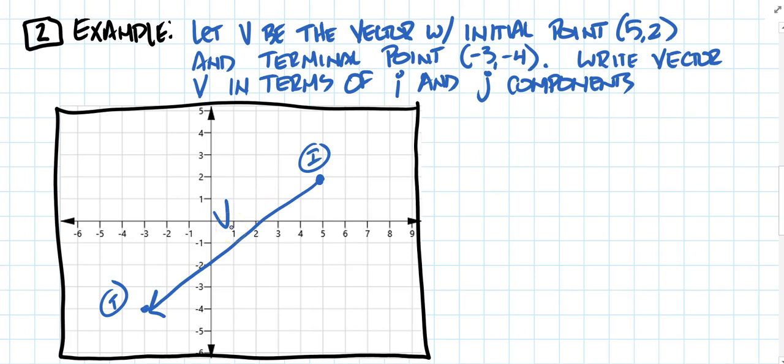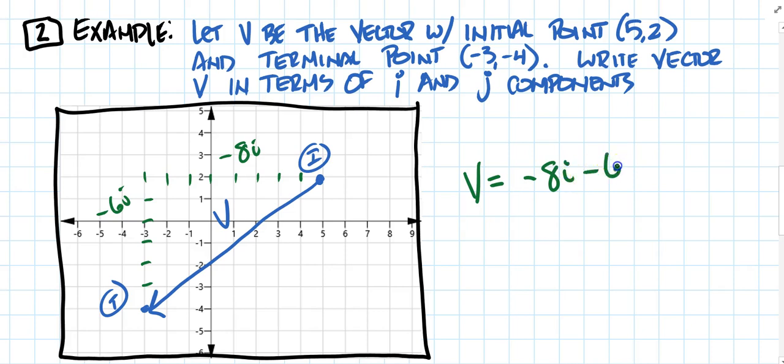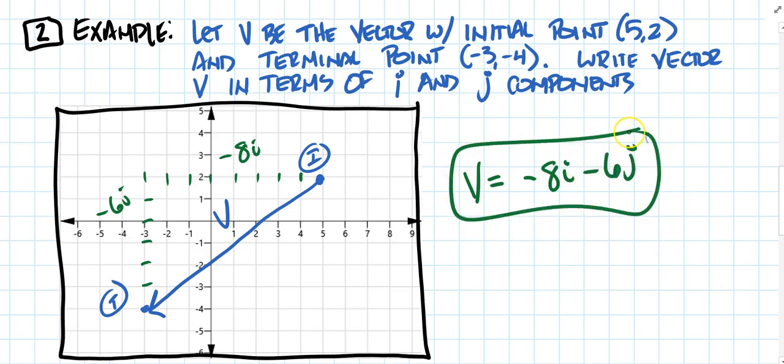So it just says write the vector in terms of its i and j components. Okay, well, i is the horizontal component. So if I just count 1, 2, 3, 4, 5, 6, 7, 8, this would be negative 8i. And then the j component would be 1, 2, 3, 4, 5, 6, negative 6j. So this vector v could be represented as negative 8i minus 6j. And that's all we're looking for in that problem there.